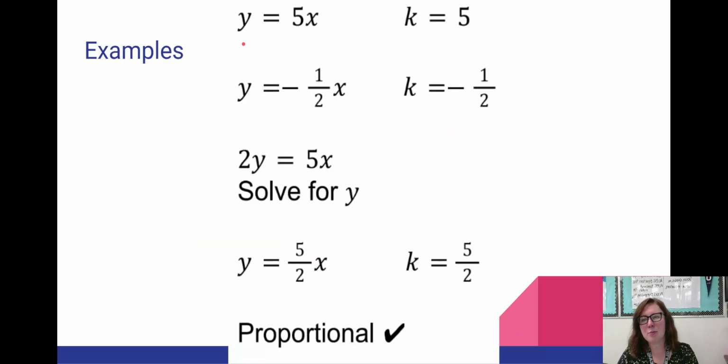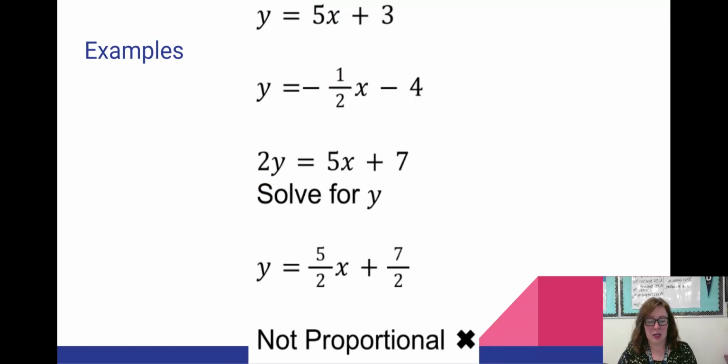Okay, so here's some examples. K equals 5. K equals -1/2. On this one, it doesn't look right. So we're like, oh, maybe it's not good. But actually, all you have to do is solve for y. Divide both sides by 2, and we get 5 over 2. And y is by itself, so k is 5 over 2. So all of these are proportional. Now, compared to these, this has something added or subtracted that makes it not proportional.